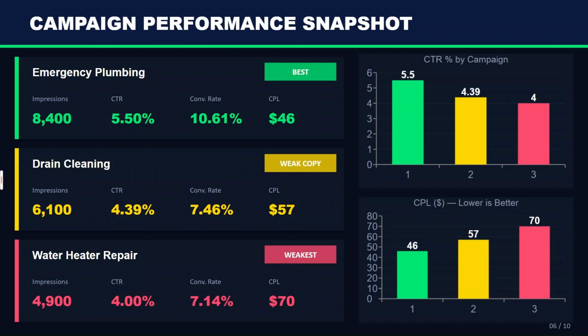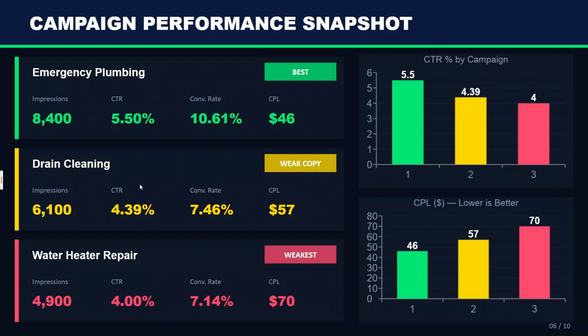Okay, now let us look at some real numbers. This is what an actual weekly performance review looks like for a plumbing business in Austin. We have the campaigns running: emergency plumbing, drain cleaning, and water heater repair. So first, emergency plumbing. In here, 8,400 impressions, 5.5% click-through rate, 10.6% conversion rate, and the cost per lead is $46. Okay, $46. The label here says best. This campaign is healthy, right?